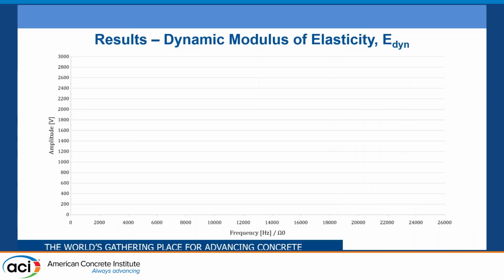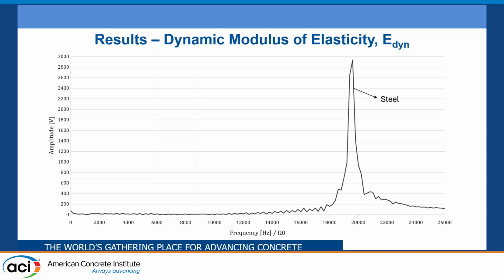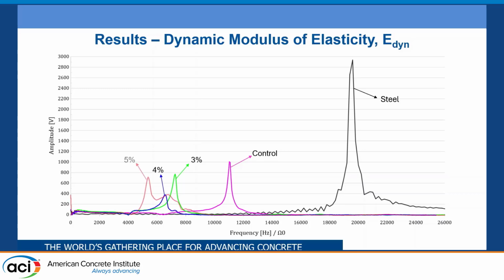We also wanted to see how the frequency changed if we use different specimens. So we started with steel. In this figure, in the x-axis we have the frequency in hertz divided by omega 0, and in the y-axis we have the amplitude. We started with steel that had around 19,000 hertz of frequency, and if we use only a cement paste mixture, we see a drop of 44% in the frequency. We did that also with 3, 4, and 5% of plastic fiber optic in the mixture, and between the control specimen and 5%, we see a reduction of almost 50%.